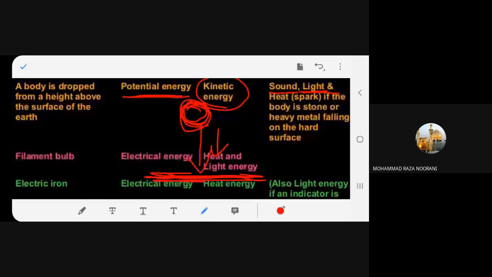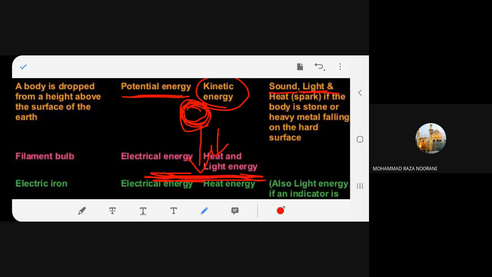Yes, ma'am. If a heavy metal falls from the top, it can give a spark on the hard surface because there's friction between the ground and the metal. It can give out a spark, so light is also released. So that is a third form of transformation.